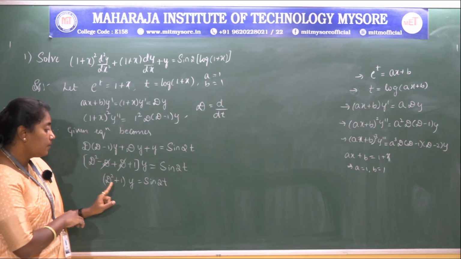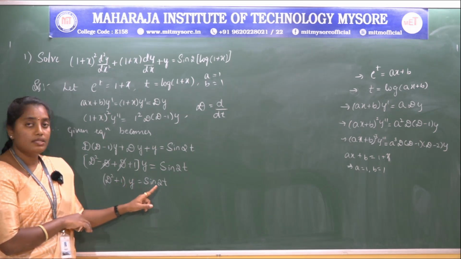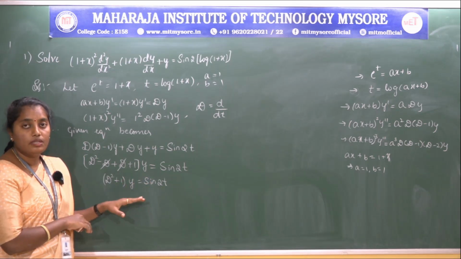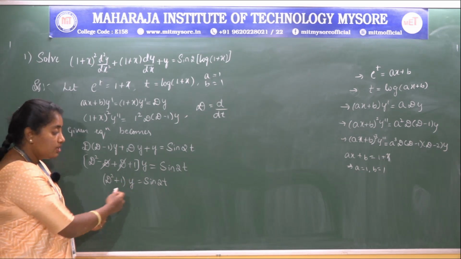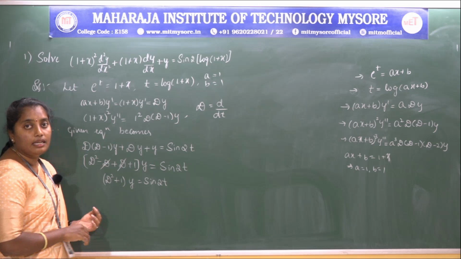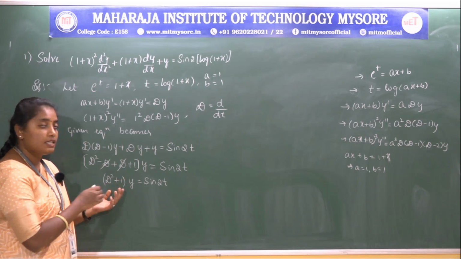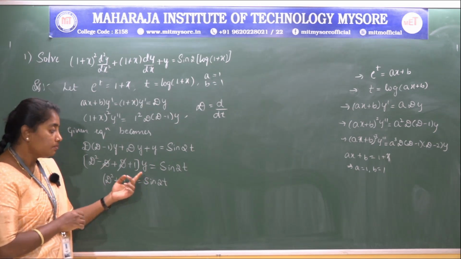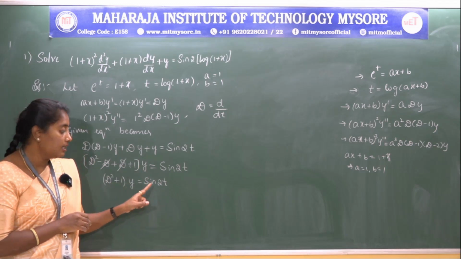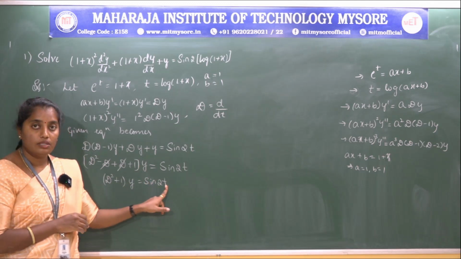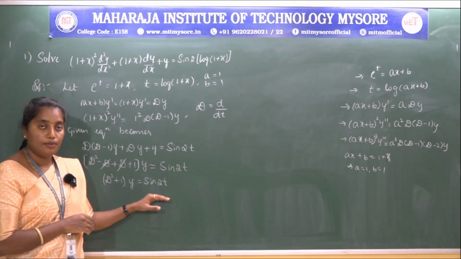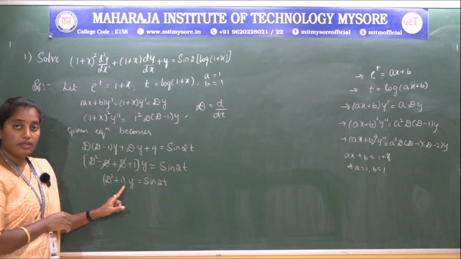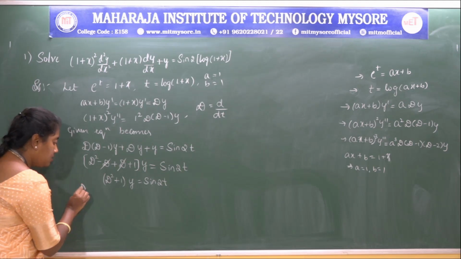And here we have D square plus 1 of y is equal to sine 2t, and the solution of this equation consists of two parts. One is the complementary function, another one is the particular integral, which I have already explained in the previous videos. To find the particular integral, here we have the sin 2t function, that means a type 2 function. We have to apply the procedure of type 2. So to find the complementary function, let us start with the auxiliary equation.